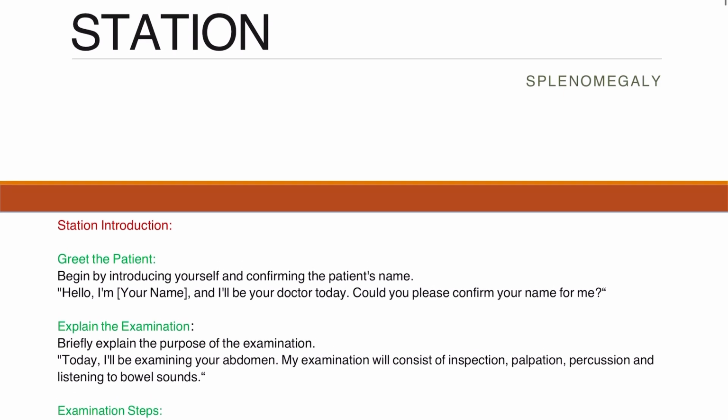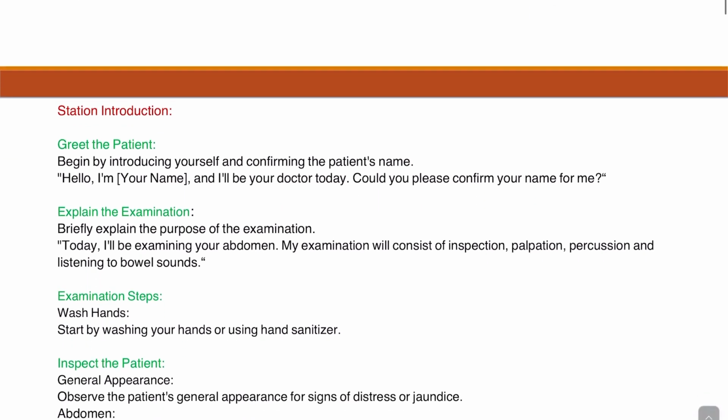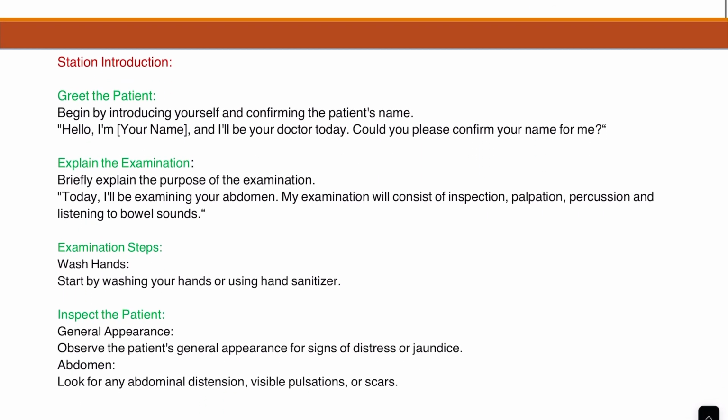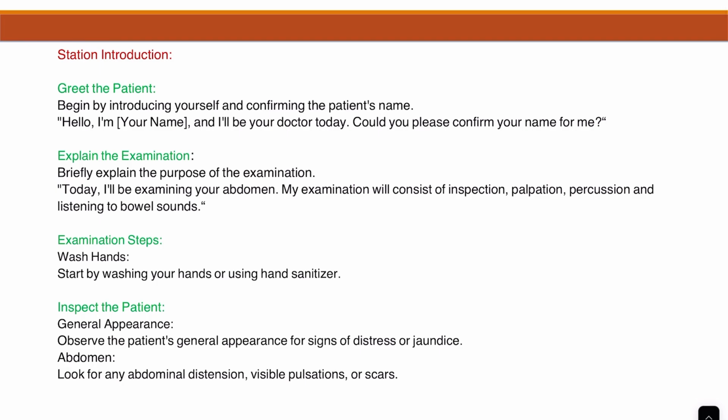In the abdominal station, you're going to start by entering the room and greeting the patient. You begin by introducing yourself and confirming the patient's name. Hello, I am Doctor, and I'll be your doctor today. Could you please confirm your name for me? Actually, this step may not be needed if you already know the patient's name, or if you don't know it, you may ask the patient's name.